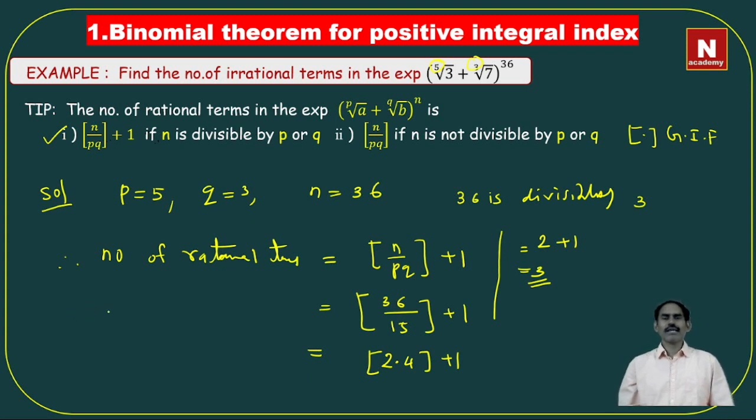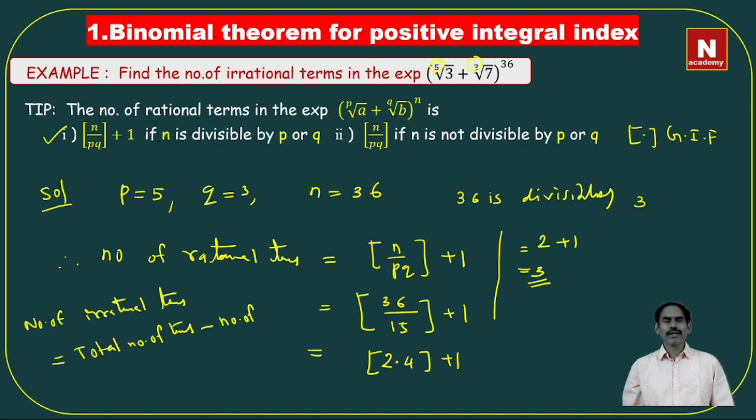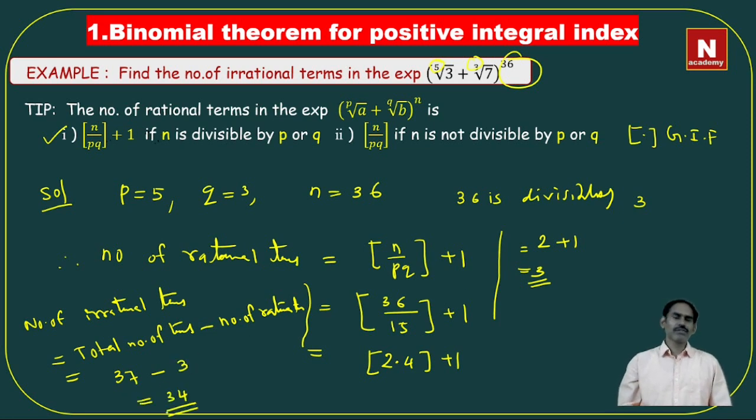So they are asking here for irrational terms. So the number of irrational terms equals the total number of terms minus the number of rational terms. How many? Here 36 is the index. So the total number of terms is 36 plus 1, 37, minus the rational terms, I got 3. 37 minus 3 will be 34. So the number of irrational terms equals 34.